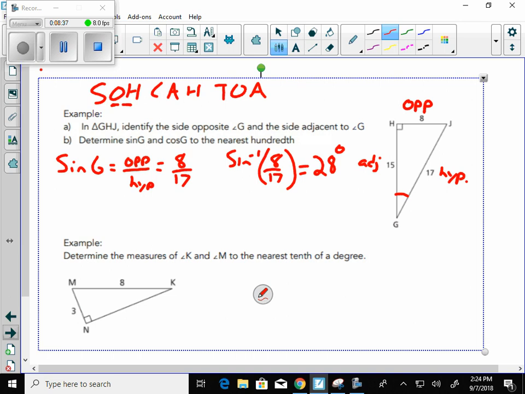All right, now let's try cosine. Does everyone want to take a stab in the dark at what button you use to find an angle with cosine? Cosine button, -1. Excellent. Second function cosine, okay? So let's set up cosine of G. Cosine is what? Adjacent over hypotenuse. Good, adjacent over hypotenuse.